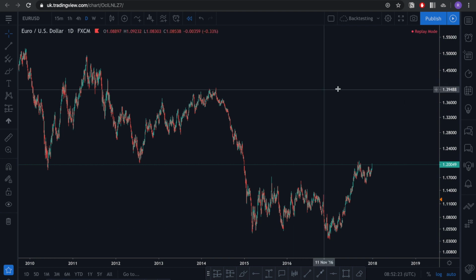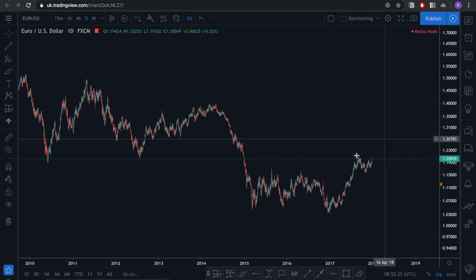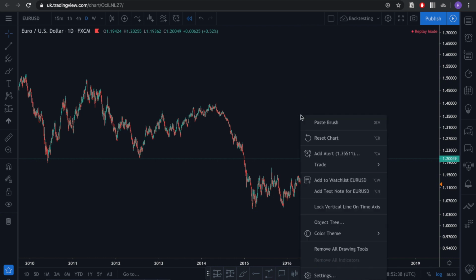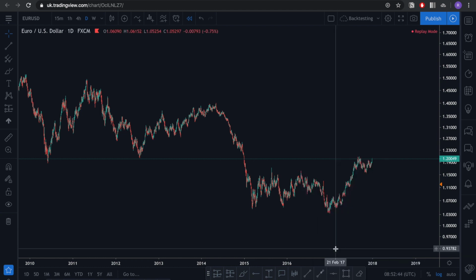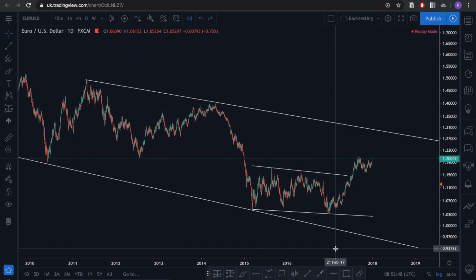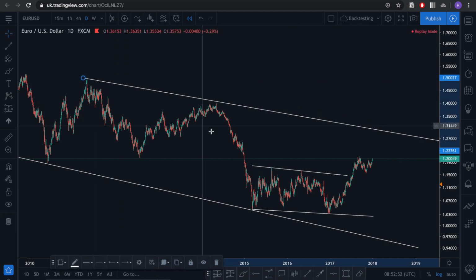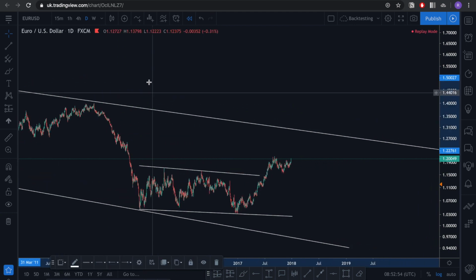TradingView has this bug now that when you switch through time frames, sometimes the trend lines disappear, and how you fix this is by right clicking on your mouse. You put remove all drawing tools, and then you undo, which on the Mac is Command Z. And there we go, we have the trend lines back. So let's go back to drawing structure.